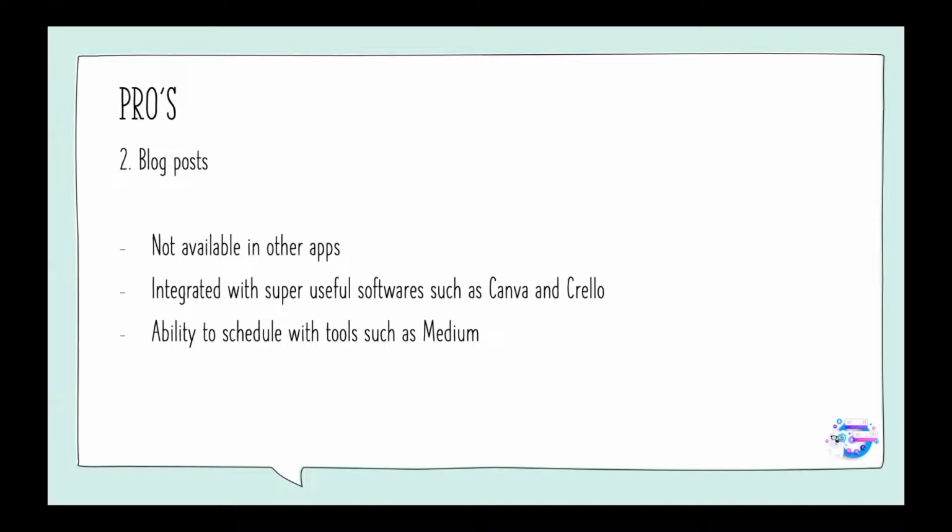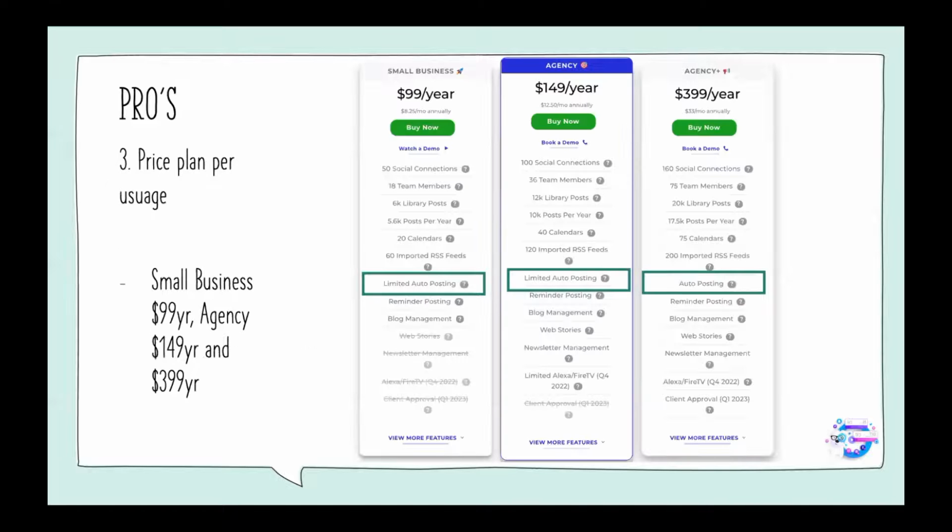Second is blog posts, which I haven't seen in any of the competitors. This is the only competition that I saw that offers blog posts. And it's integrated with super useful software such as Canva and Trello. And you can also schedule with tools such as Medium. So if you're someone looking to create blog posts, this is a definite pro here.